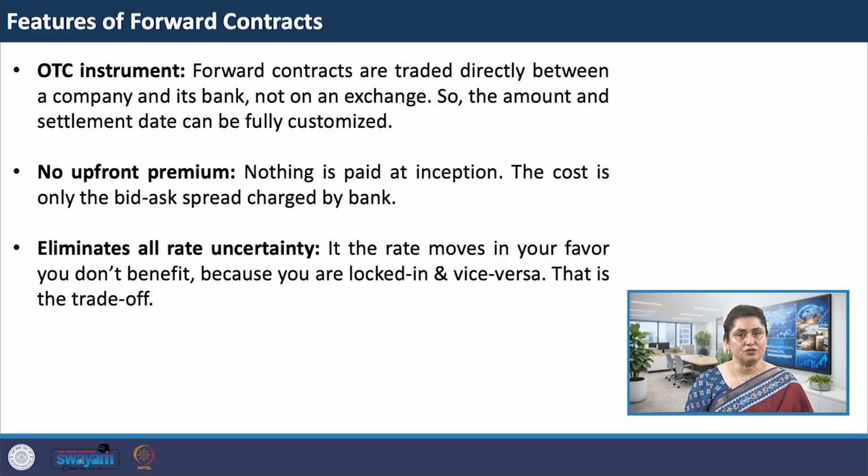Now, a few important features of forward contracts. They are OTC instruments traded directly between a company and its bank, not on an exchange. This means they can be fully customized to the exact amount and settlement date required. There is no upfront premium. The cost is only the bid-ask spread that the bank charges. They eliminate all rate uncertainty, including the upside. If the rate moves in your favor, you don't benefit because you are locked in. This is the trade-off. In India, forward contracts are governed by FEMA rules.